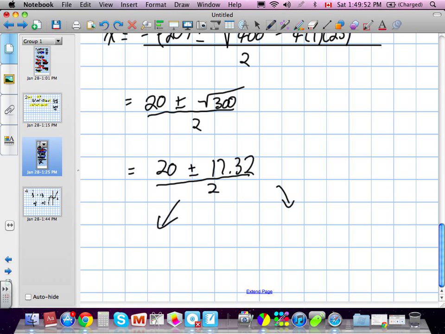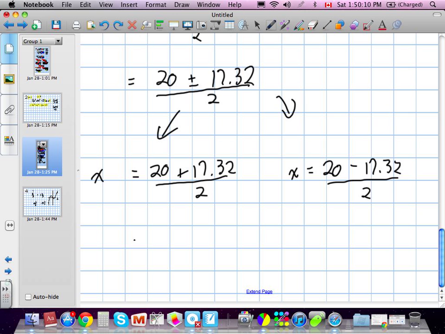Divided by 2. Split it. Our x values are 20 plus 17.32 divided by 2. X equals 20 minus 17.32 divided by 2. I'll do the second one. This gives me 1.34. Did you do the other one? Yeah, it's 18.66. Yeah. So there you go.